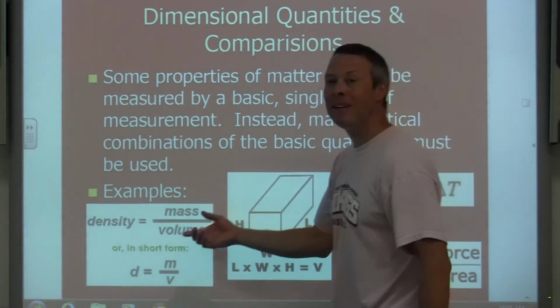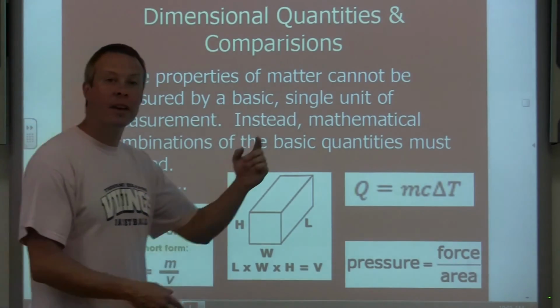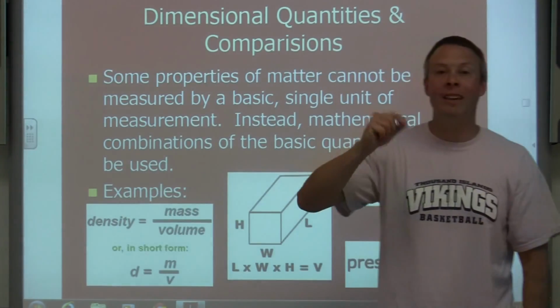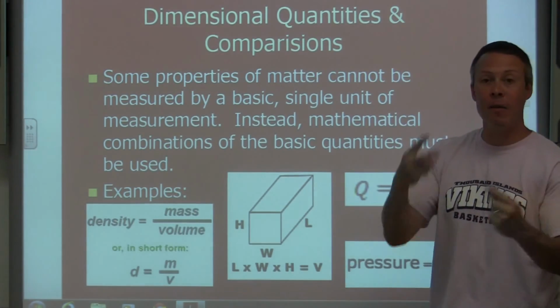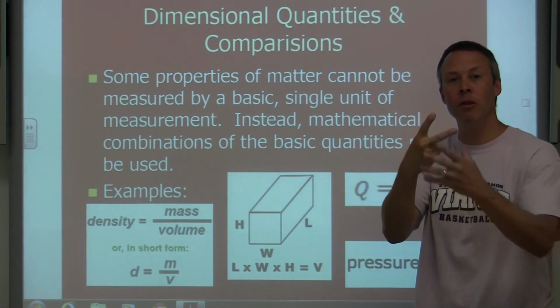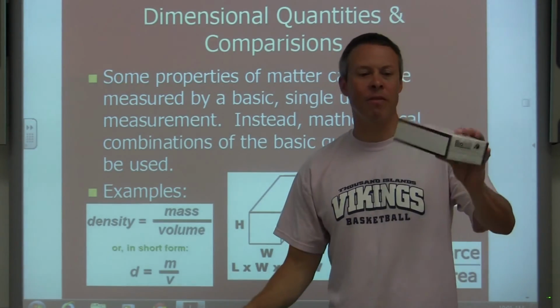A good example would be density. If you did that one in middle school, if you want to know the density of something, you don't just do one measurement. D equals m over v, mass over volume. You have to know the mass, you have to know the volume, so there's 2 quantities there, 2 dimensions, in order to find density.